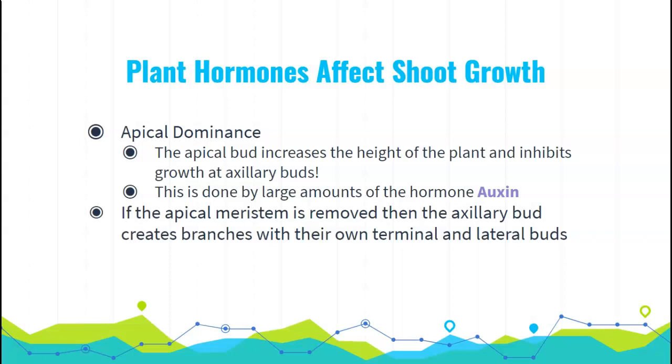The way that this apical dominance is able to happen is through plant hormones. In this case, the hormone is called auxin. You're going to hear auxin a lot because auxin is sort of like a generalized term for a hormone, and auxins do a lot that affect plants.